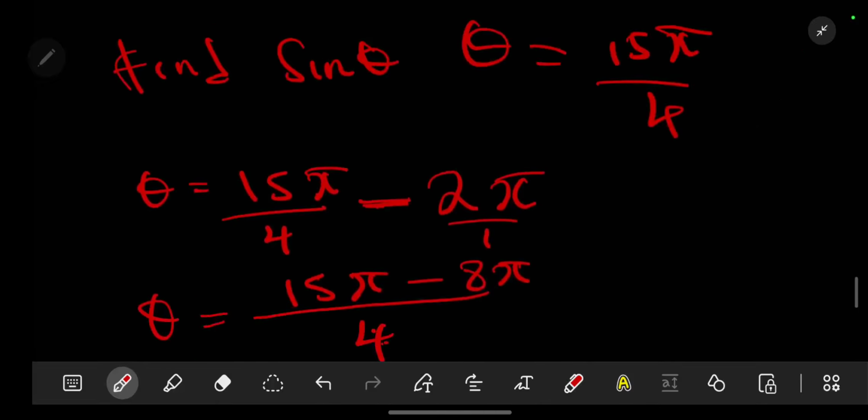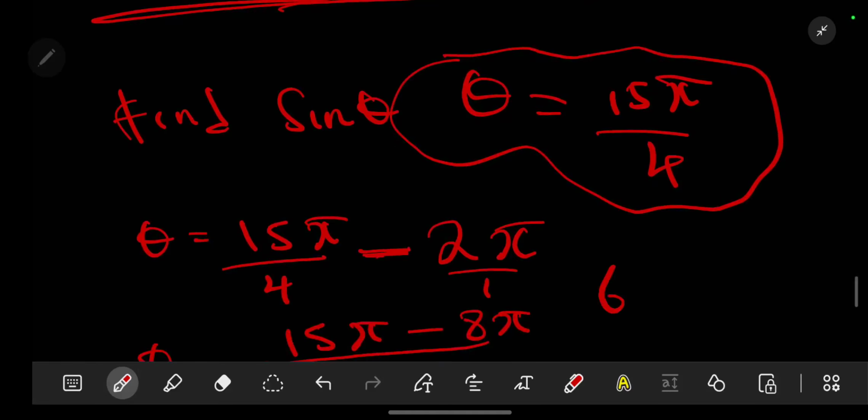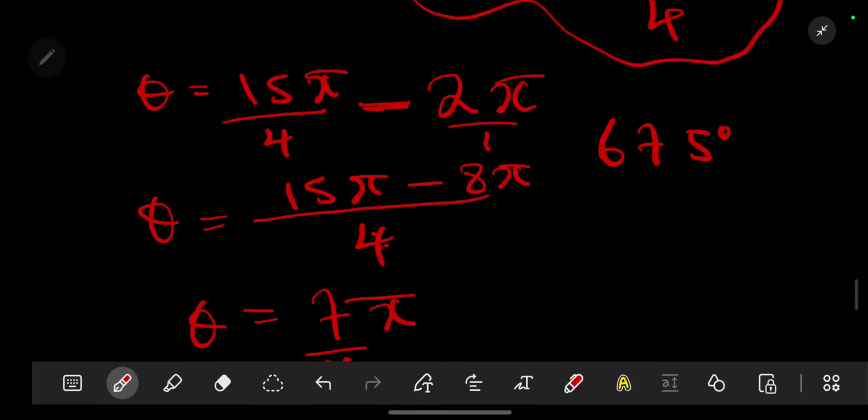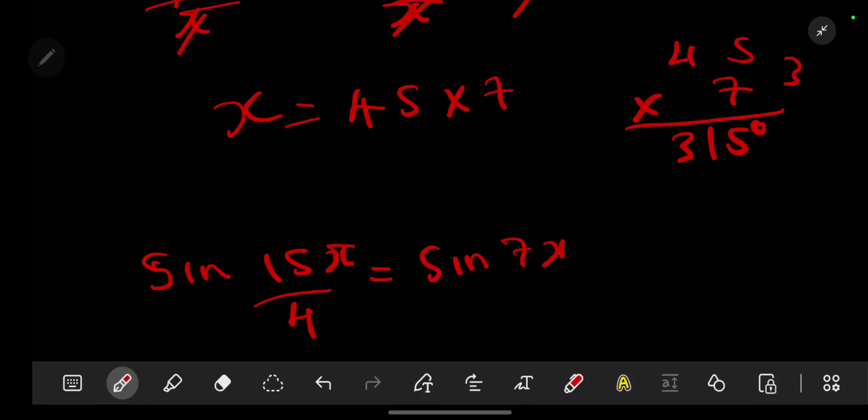If you want, you could have just converted this. If you convert this according to our conversion video, this will give you 675 degrees, which means you have to use the principle of coterminal angles. So with this angle 315, the value of sine of 15 pi over 4 is the same as the sine of 7 pi over 4, and 7 pi over 4 is equal to 315 degrees.